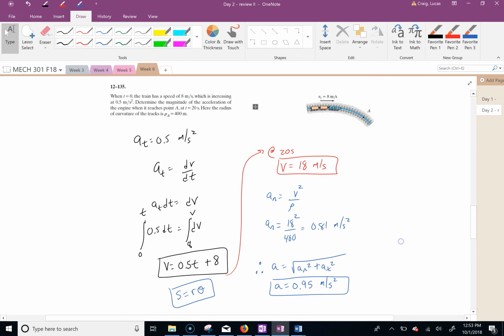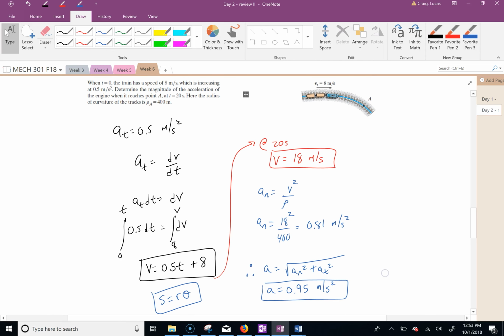Okay, for some reason the video got cut off, so I'll finish this review. So here's a train that has a speed of 8 meters per second, which is increasing at 0.5 meters per second squared along this curve. Determine the magnitude of the acceleration of the engine when it reaches point A, 20 seconds. And the radius of curvature there is 400 meters.